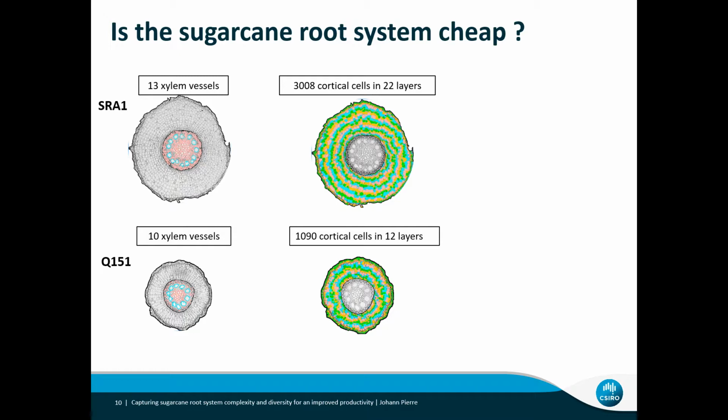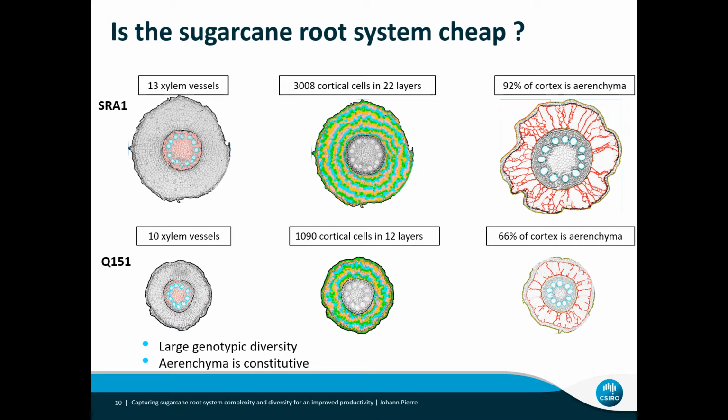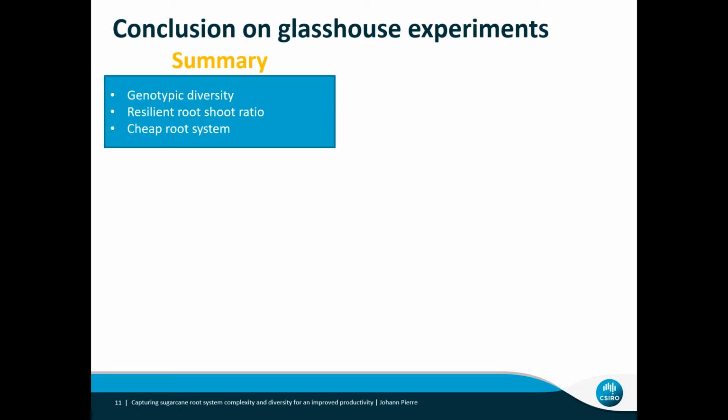Then when we looked at the cross-section made from the nodal root midpoint, this is what we saw. It was parenchyma everywhere. Here I'm just showing you the example of Q151 and SRA1, but it was the same for all varieties in both treatments. So it looked like parenchyma is a constitutive feature of the sugarcane root system, and that the sugarcane root system tends to be energy efficient after all. So that's good so far.